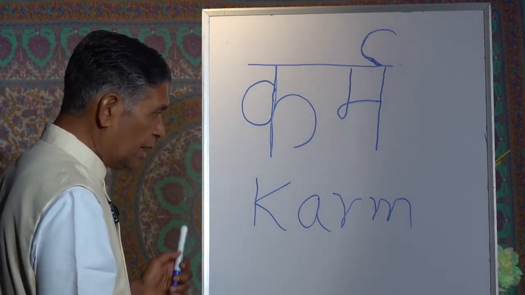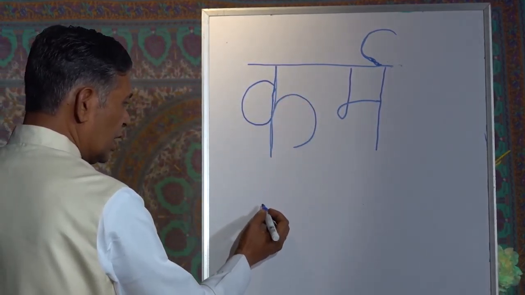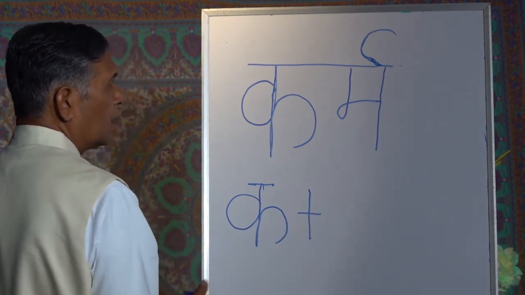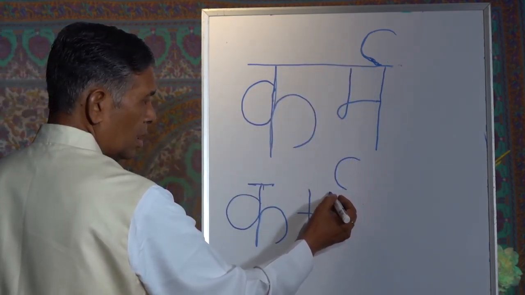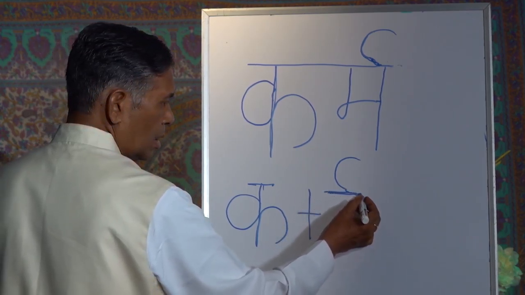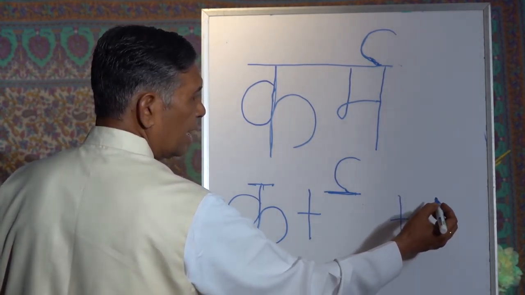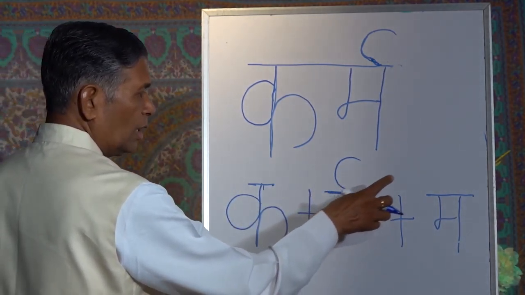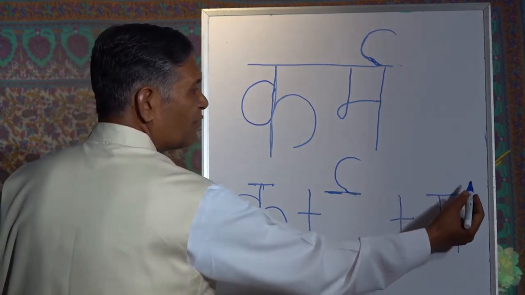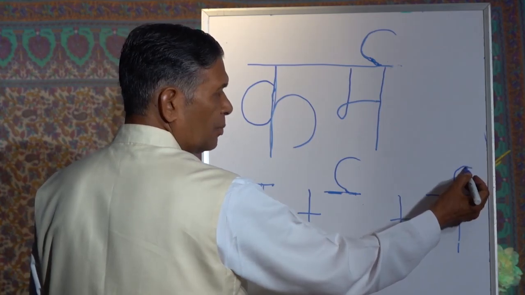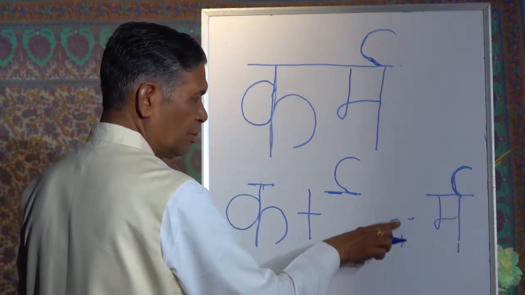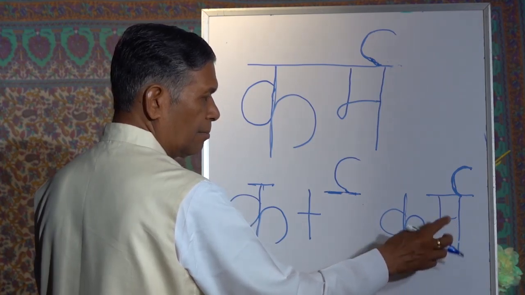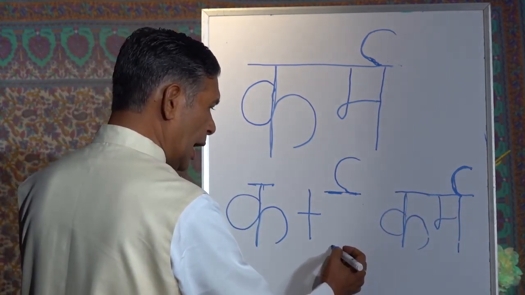One by one. Look here. You will write the first letter, ka, plus ra is half, ra, and then ma. Okay? Ka, then this one, then this one. But this will not be separate. It will fall down here, it will come here. So ka will be here. First you will read ka, then ra and then ma. So this is karma. Karma means action.